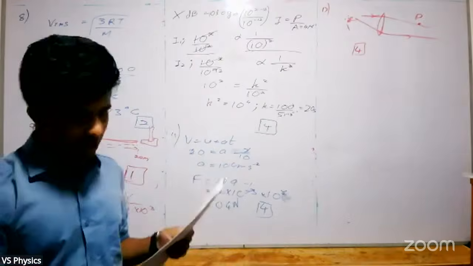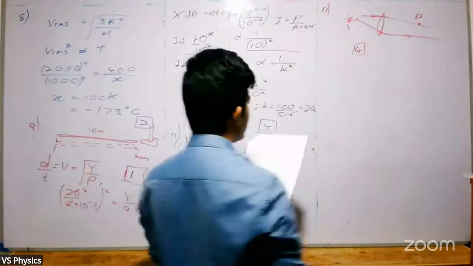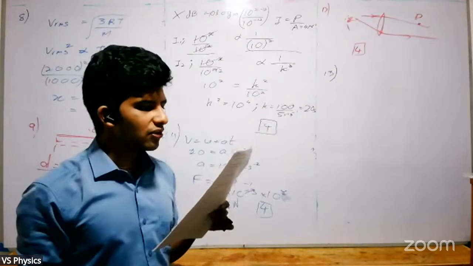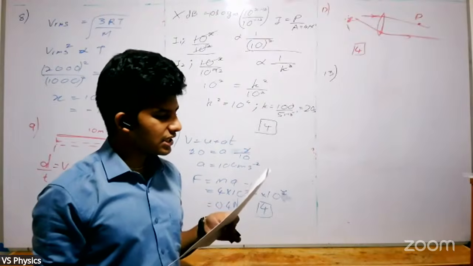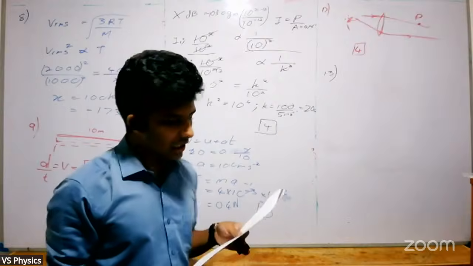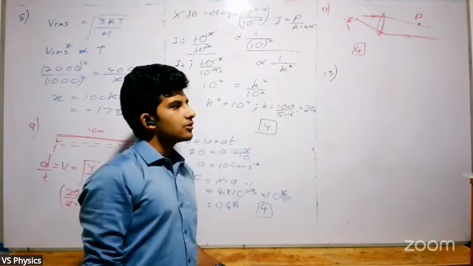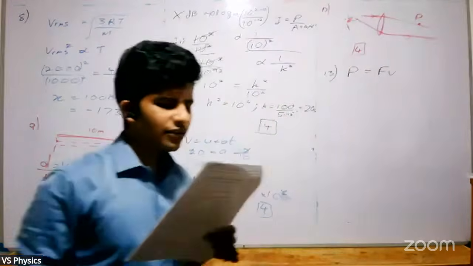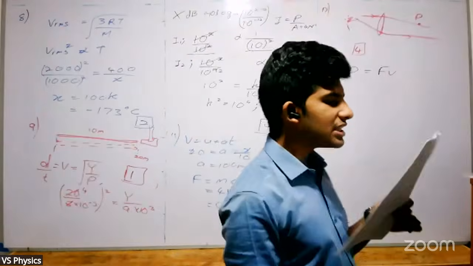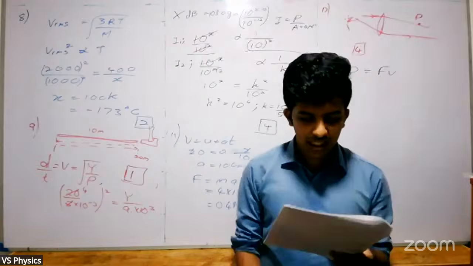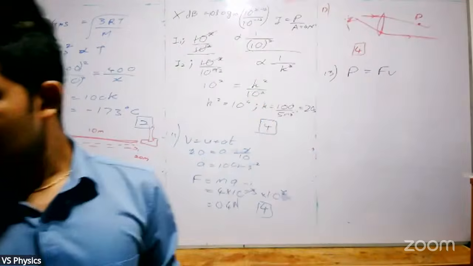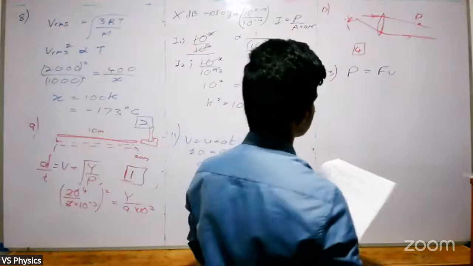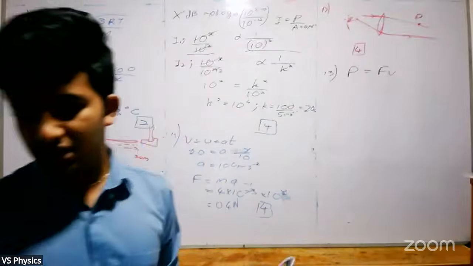13th question. A flywheel of moment of inertia 0.4 is being rotated by a motor of 100 watts at a constant velocity of 10 radians per second. P equals F V. Now, why do you need a motor of power 100 watt to maintain this flywheel at a constant velocity? There's resistance in that. That resistance only we are trying to find.